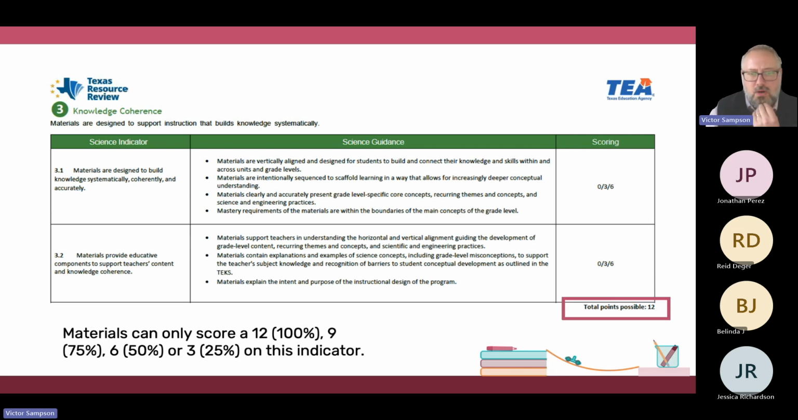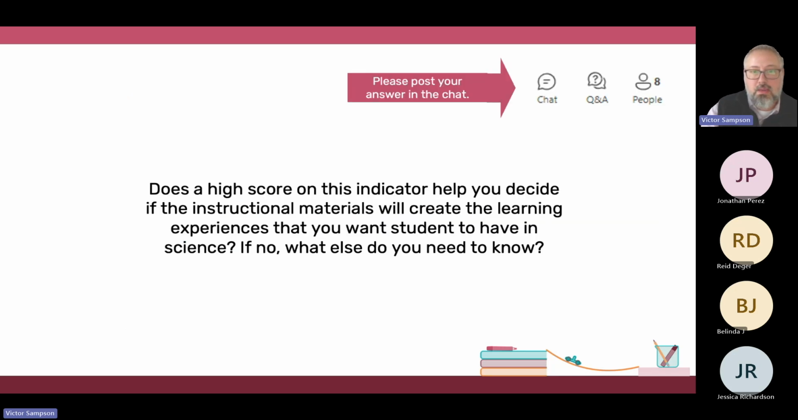Now, what is happening here is when you're scoring, you can get a total of 12 points for that. But they're only scored on either a 0, 3, or 6 on each of those indicators. So you can get a top score of 12, a 9, a 6, or a 3 on this indicator. Now, the thing that starts me wondering is, does a high score on that indicator really help you decide if the instructional materials will create the learning experience, right? That indicator tells you a lot about what support teachers are going to be getting, which is important, but does it really tell you about what students are going to be experiencing when they're engaged in the science, right? And if no, what else do you need to know?